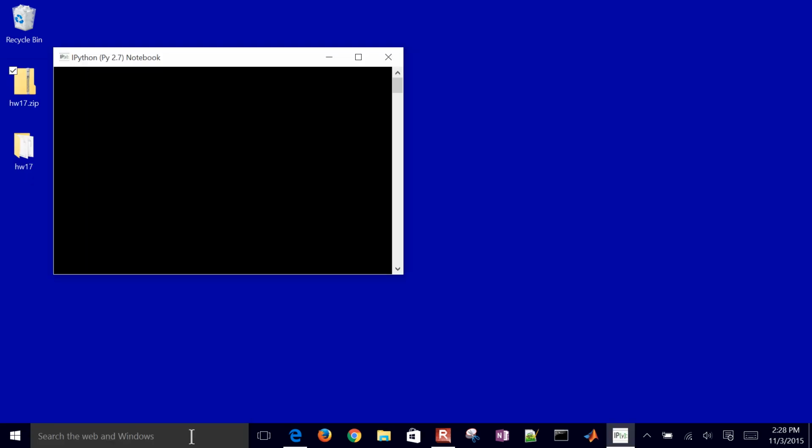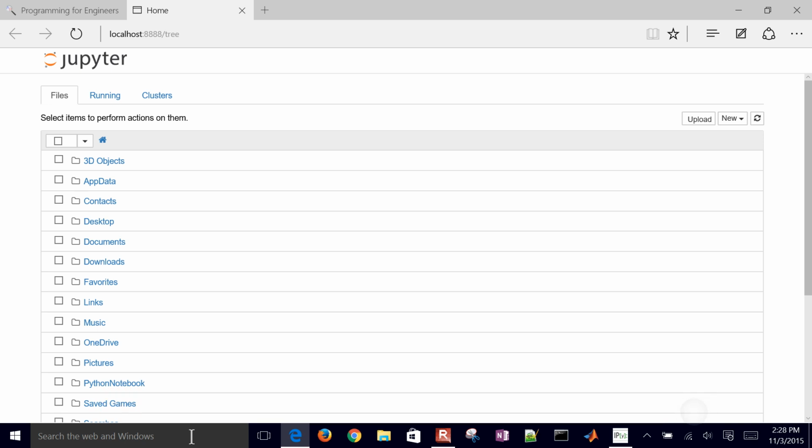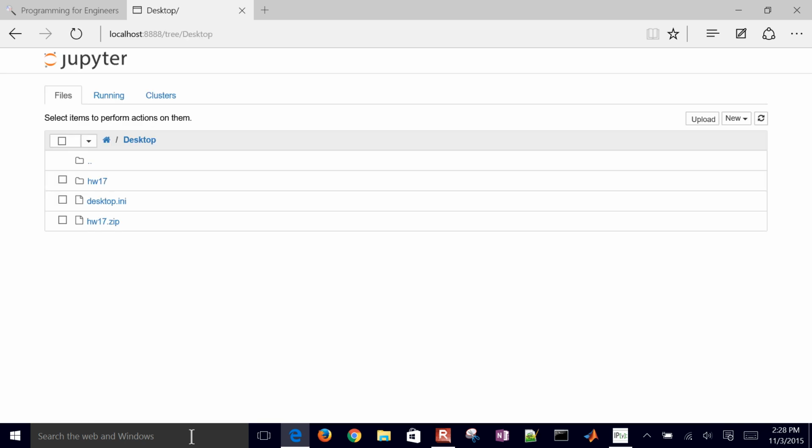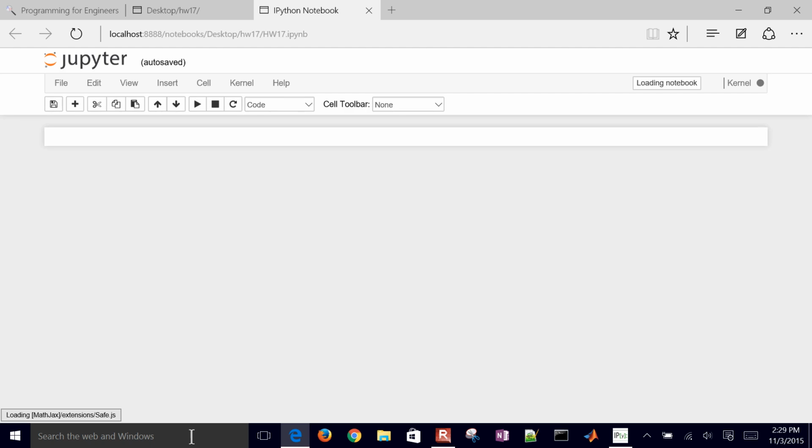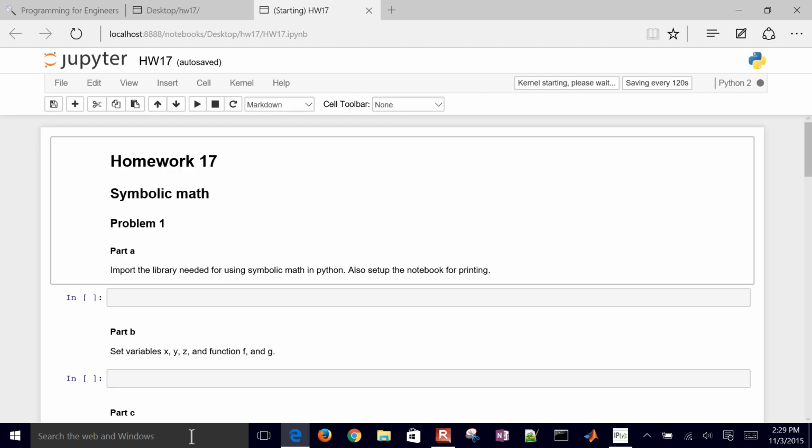And so SymPy is what we're going to use for the symbolic manipulation. In this, we'll go through a couple different examples with derivatives, integrals, just setting up variables, from some very simple things to just a little bit more advanced. So if you open this up, this is homework 17 on symbolic math.